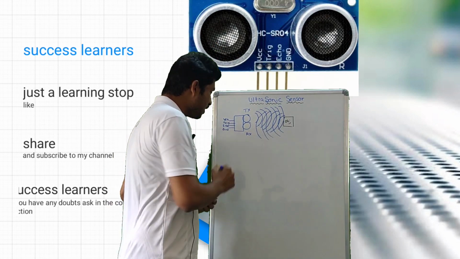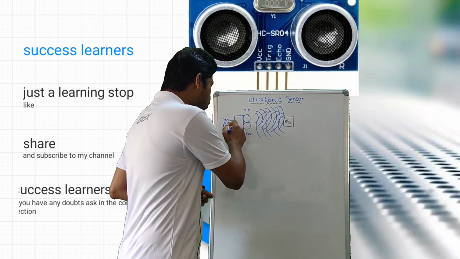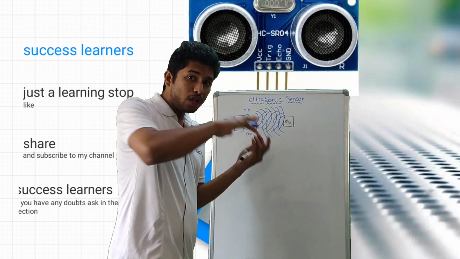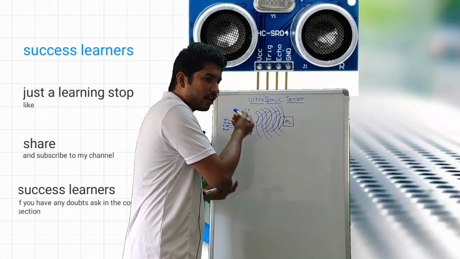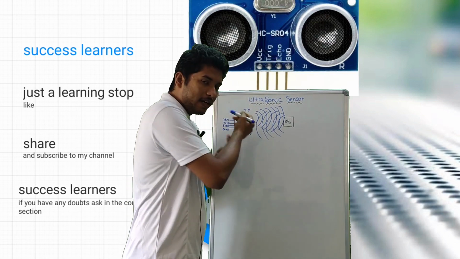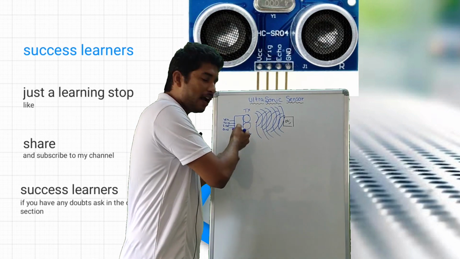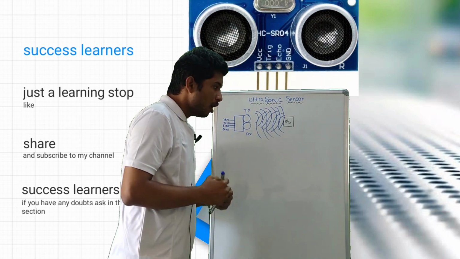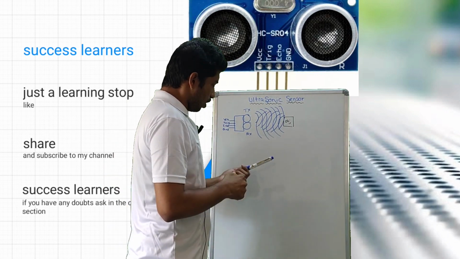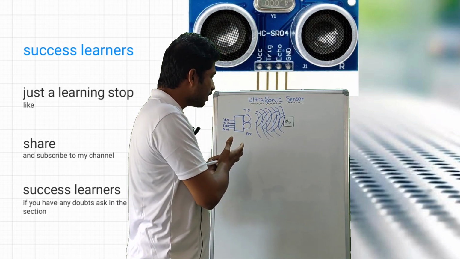And the third pin is the echo pin. The echo pin gives information to the Arduino based on the receiver, at what time the signal is received. This type of information is given to the Arduino board using this echo pin. So that's all about this ultrasonic sensor.